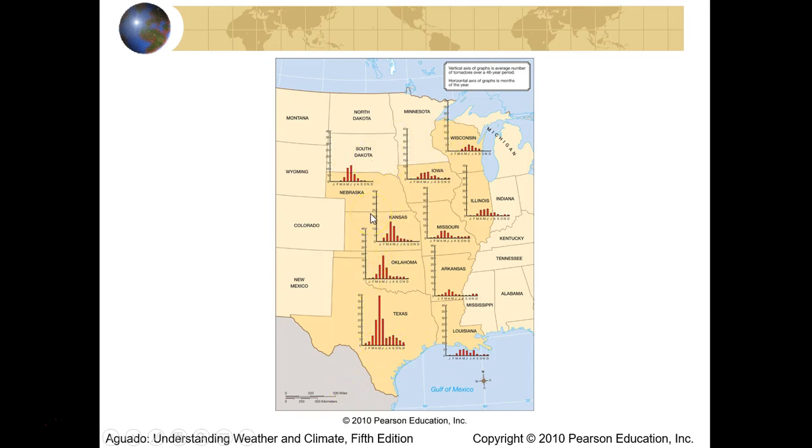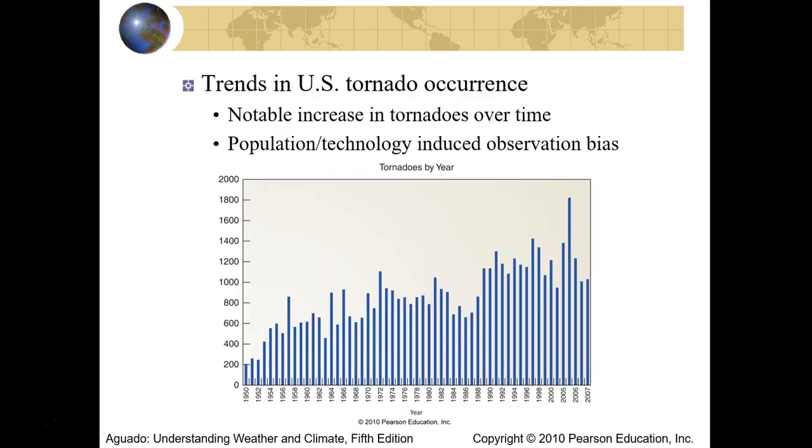I'm going to skip over this fairly quickly because I do have an exercise on this. This is a nice map showing you the frequency of tornadoes over time. And as you can see, from the 1950s up into the modern era, the trend has been upward.